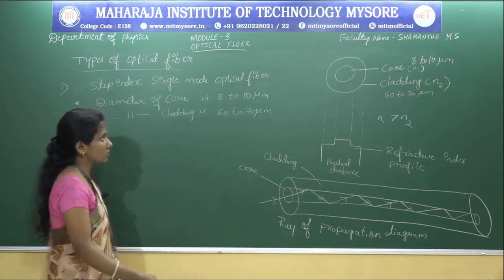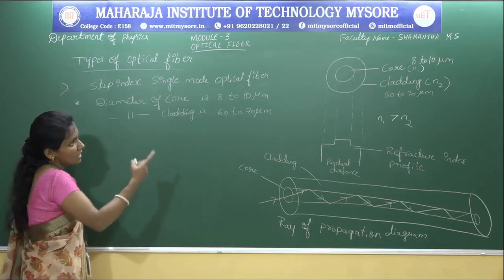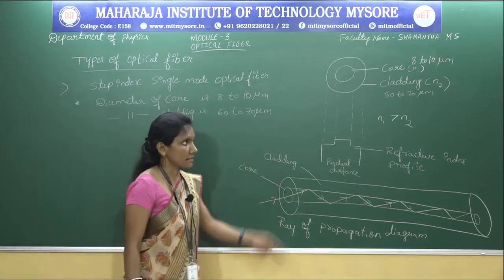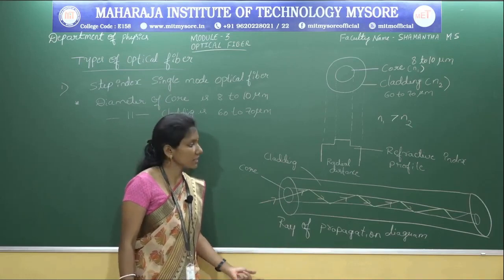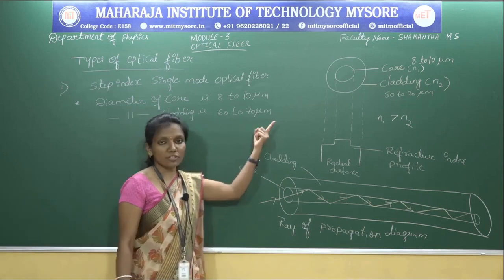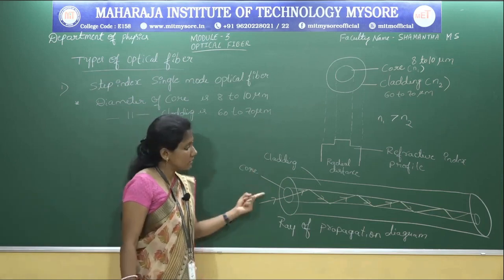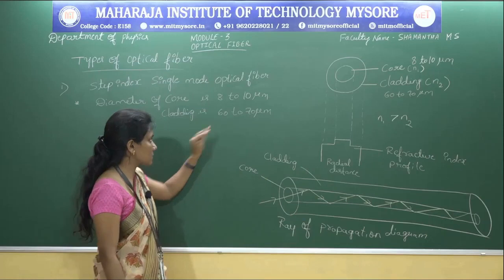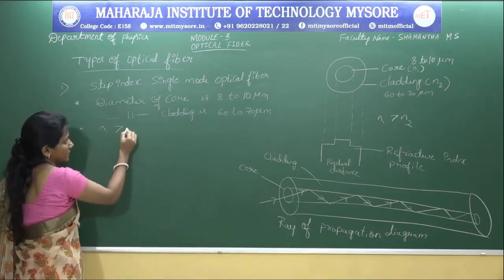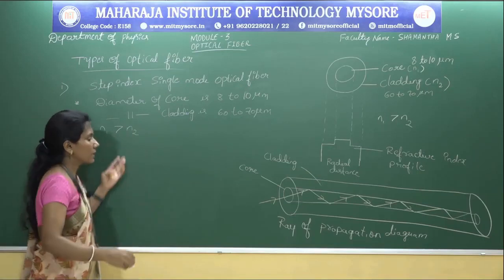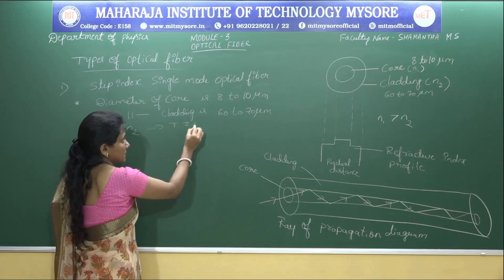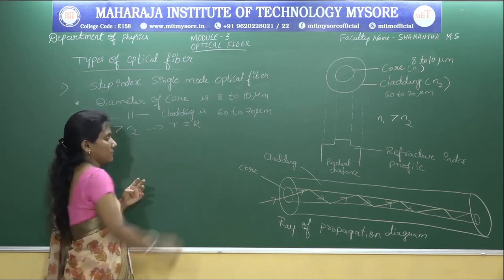Here the core refractive index is N1 and the cladding refractive index is N2. The refractive index of the core is always greater than the refractive index of the cladding. The diameters of the core and cladding are covered. Next, the refractive index N1 is greater than N2, so only then does total internal reflection take place inside the optical fiber.